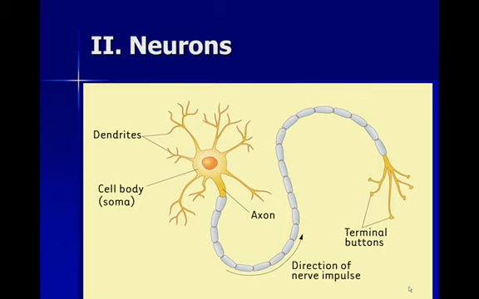And again, these are individual cells that really do accomplish everything in the brain. And these are the various structures that you're going to need to know because they are critical in understanding how neurons function. The dendrites, the cell body, the axon, and at the very end of the axon is what are called the terminal buttons.